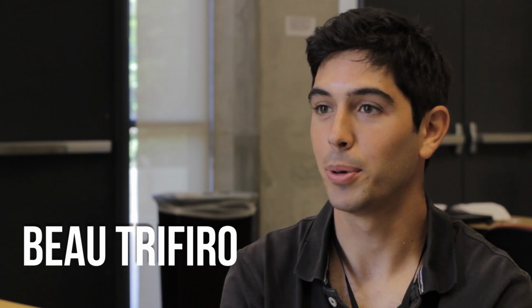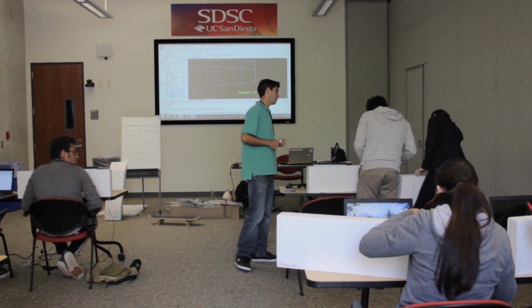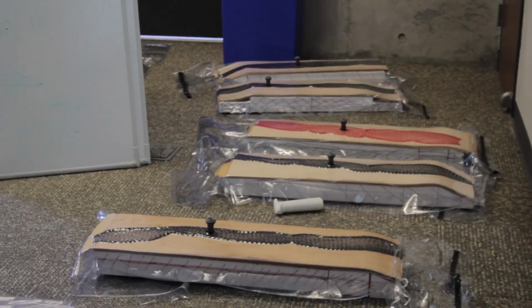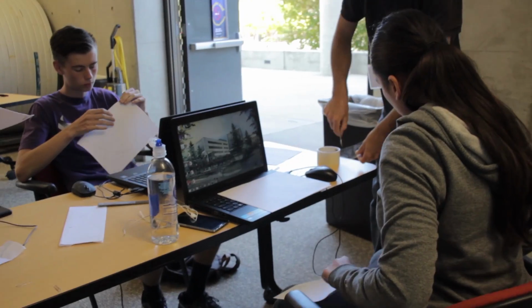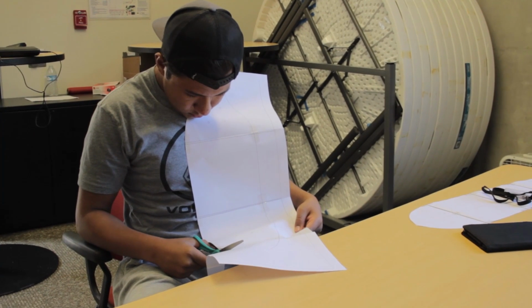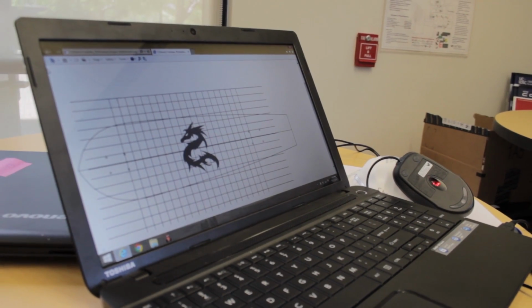My name is Beau Trifiro, and I'm teaching the Skateboard Design and Build class. What we're doing is we're going through the design and construction of a totally custom skateboard deck. So we're starting off with concept sketches, doing some research. From there, we take the sketches and create a computer model of our shapes.